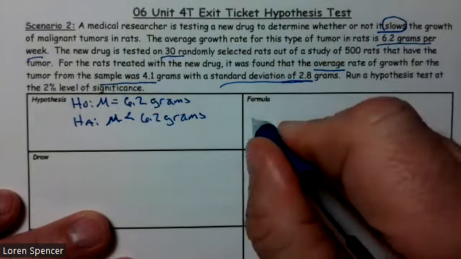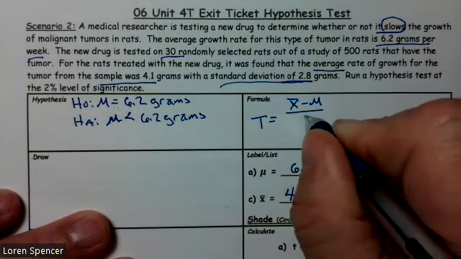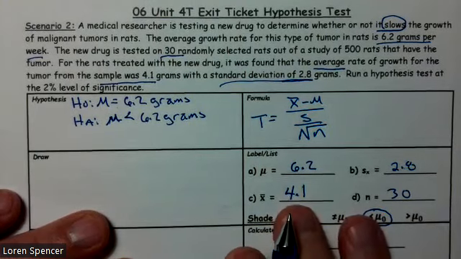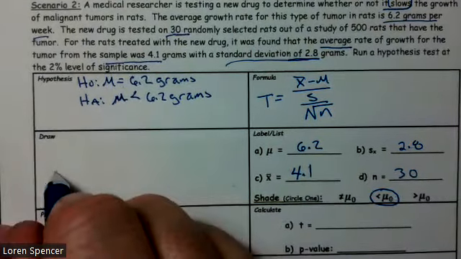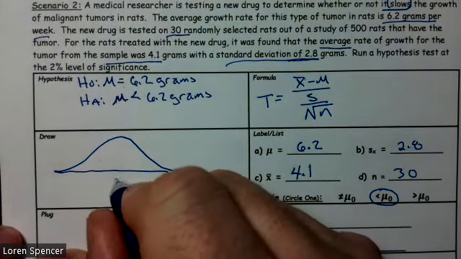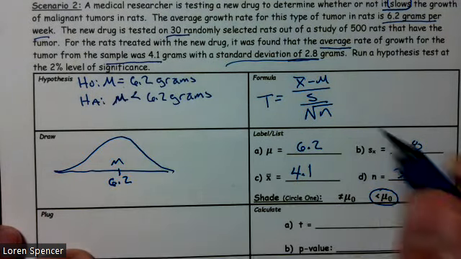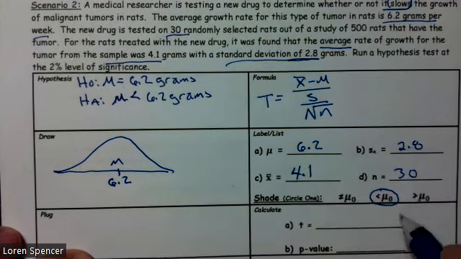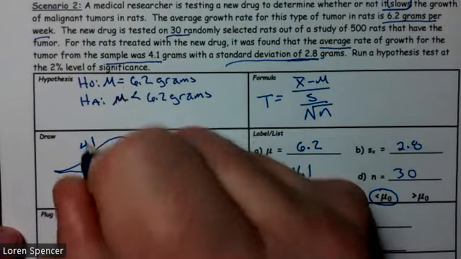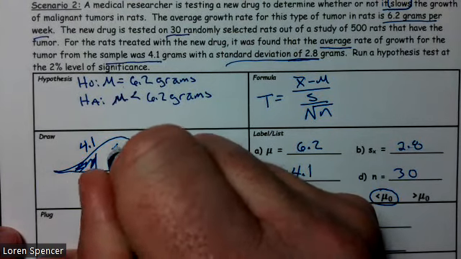Our formula: t equals x bar minus mu, over s divided by square root of n. If I were to draw a picture of this, which we need to, it helps us get a good understanding. Our picture is centered on 6.2 because that's where we've been. But we got a sample of 4.1, which is further down here. And it's specifically a one-tailed test, and I was looking for it to be less.